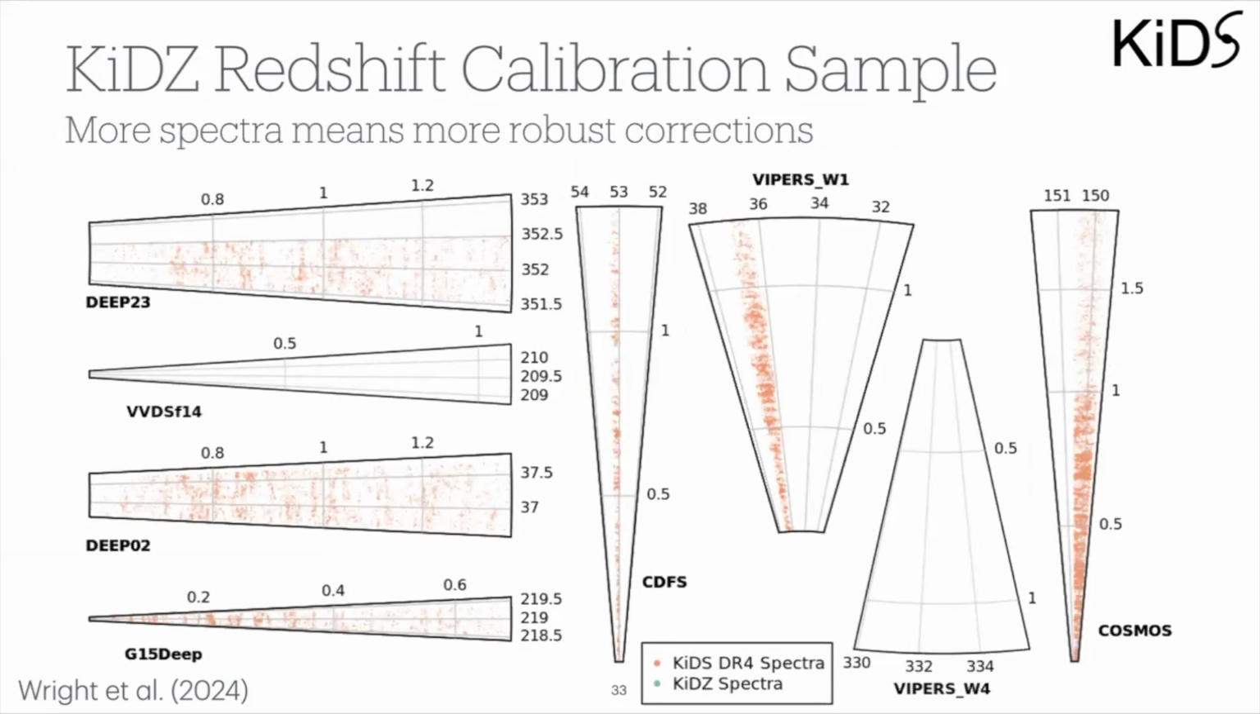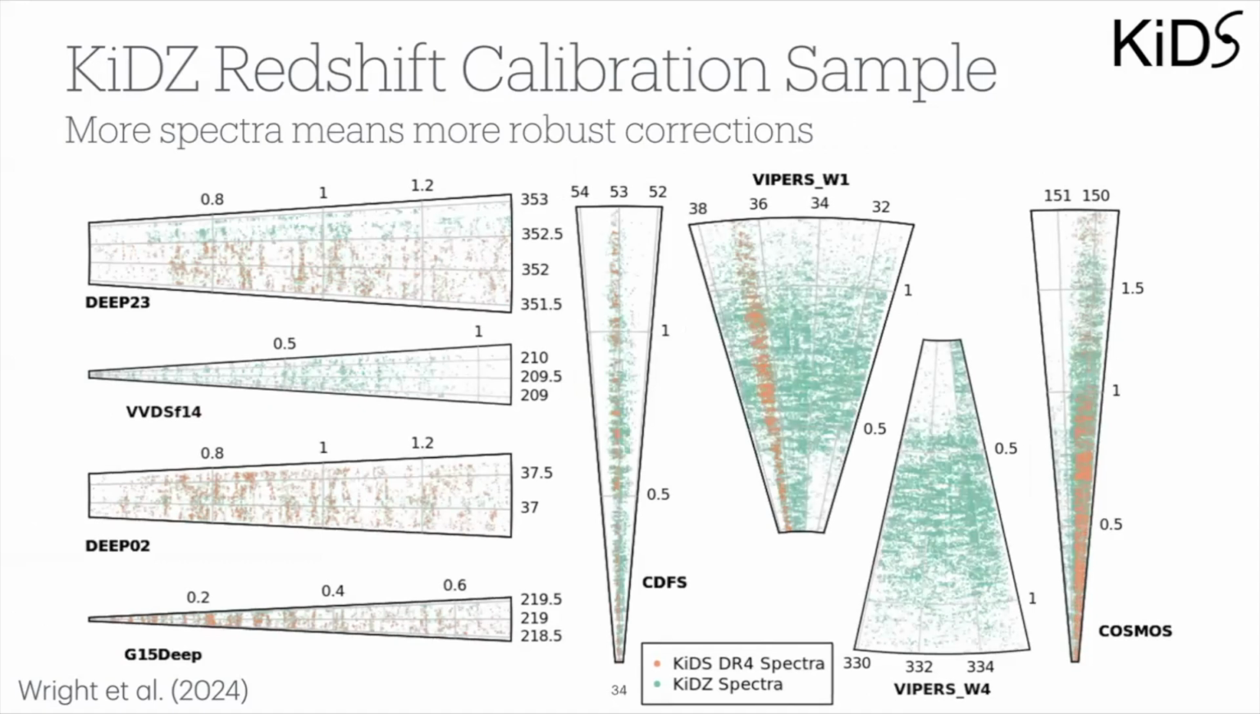And here you can see the distribution of all calibrating spectra that we had access to for data release 4 for KiDS-1000. If I now paint in all of the calibrating spectra that we have available to us for Legacy, you can see that there is a considerable increase in the number of calibrating spectra that we have access to for KiDS Legacy. Indeed, there is nearly a factor of 5 more calibrating spectra in KiDS Legacy than we had access to in KiDS-1000.